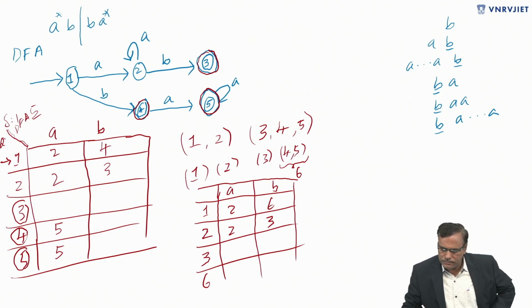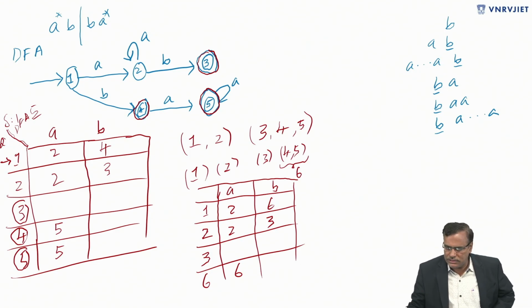And then, so 5 in the sense the what? That is 6. Here you have 5. Okay, 4 or 5 in the sense that is 6. So, 6 on A is what? 6 itself. And the 6 on B is blank, as it is. So, these are the new states that you are going to have.